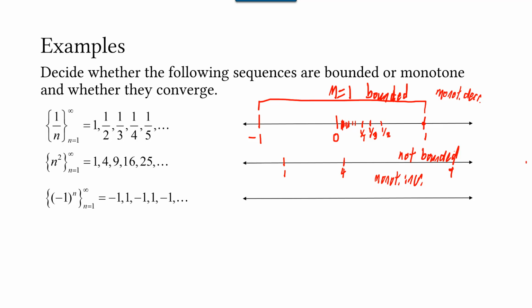Next up, we have the alternating sequence of 1s and minus 1s. So let's say this is 0, this is 1, this is minus 1.